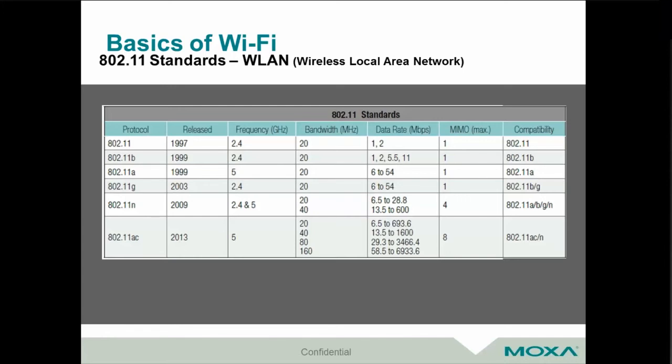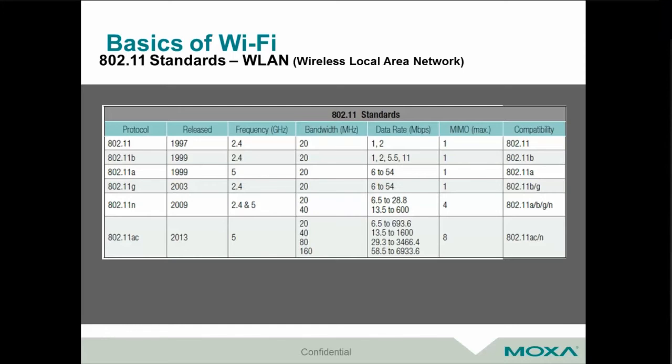802.11a and 802.11g are the other two legacy standards that are still pretty widely used today. They both have a max data rate of about 54 megabits per second, so they are suitable for serial-based to Wi-Fi, I/O-based to Wi-Fi, and low bandwidth Ethernet to Wi-Fi, meaning no real video. They're still in use today, and virtually all devices on the market support one of those two protocols.